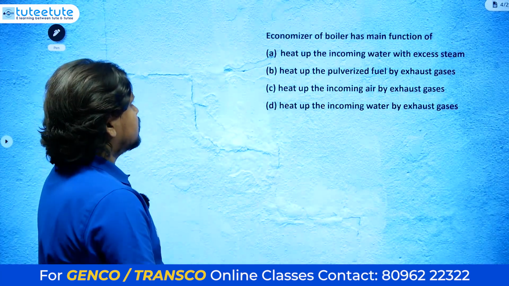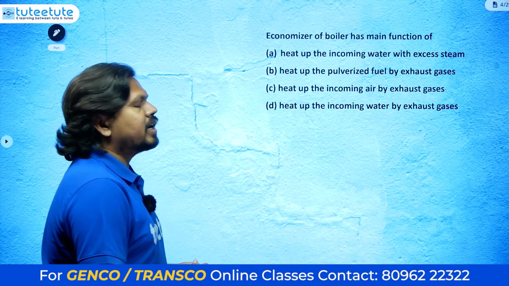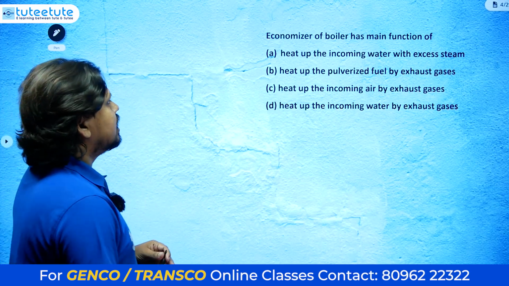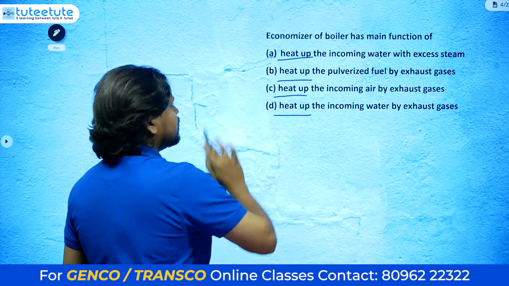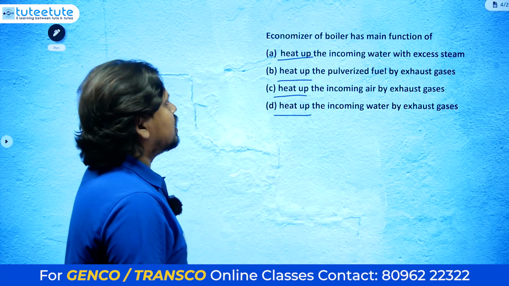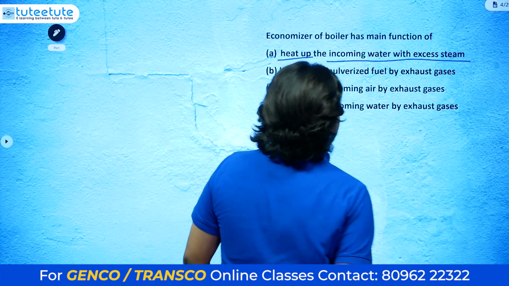Okay, next question. Economizer of boiler: what is the main function of the economizer? Let's see the options. If you see here, heat up, heat up, heat up. Economizer will definitely heat up. So what are the other things? Heat up the incoming water with excess steam.